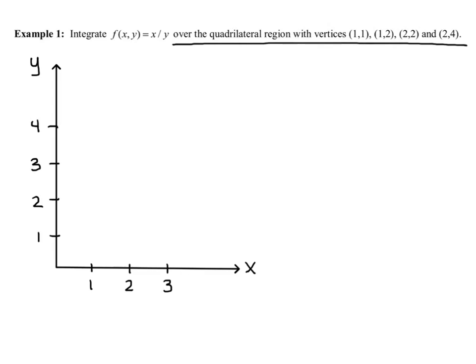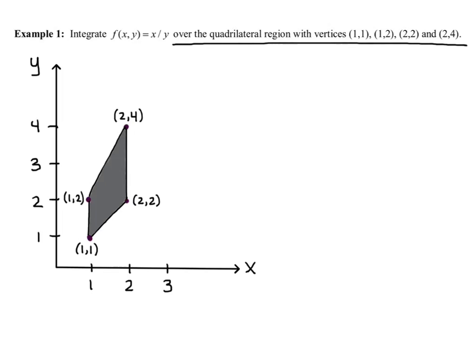Our first example asks us to integrate the function f of x y equals x divided by y over the quadrilateral region with vertices (1, 1), (1, 2), (2, 2), and (2, 4). The first thing that we want to do is to picture the two-dimensional region in the xy plane that is described in the problem. I start by plotting the given points in the xy plane and connecting them with straight line segments. I then shade in the region.